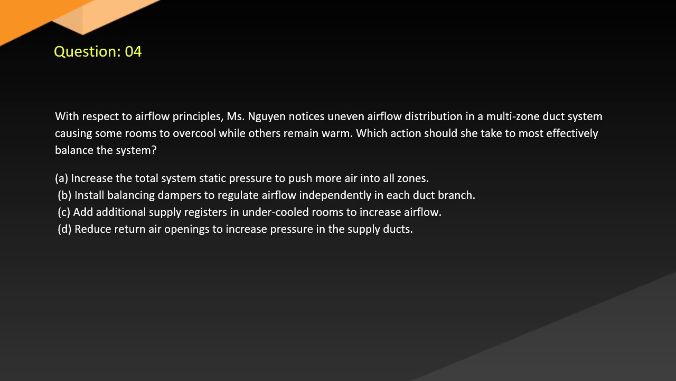B. Install balancing dampers to regulate airflow independently in each duct branch. C. Add additional supply registers in undercooled rooms to increase airflow. D. Reduce return air openings to increase pressure in the supply ducts.